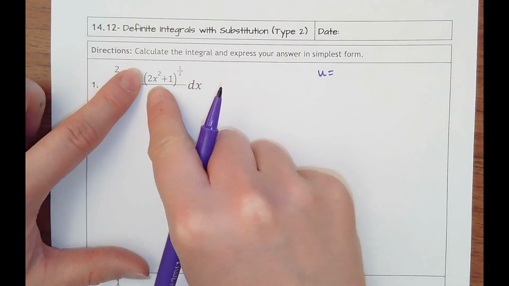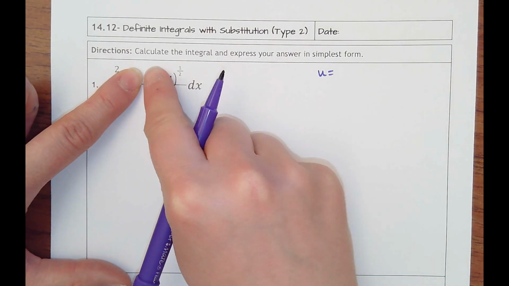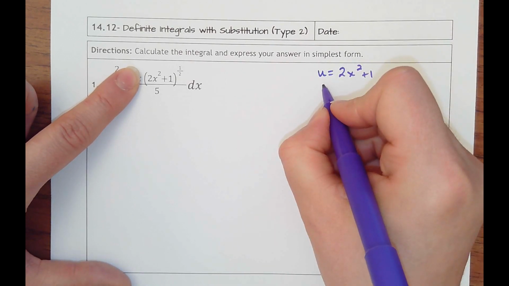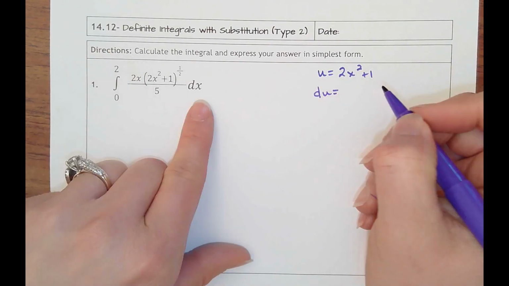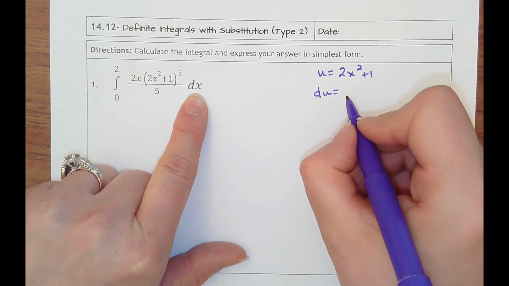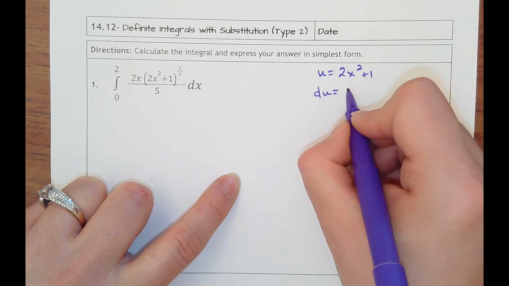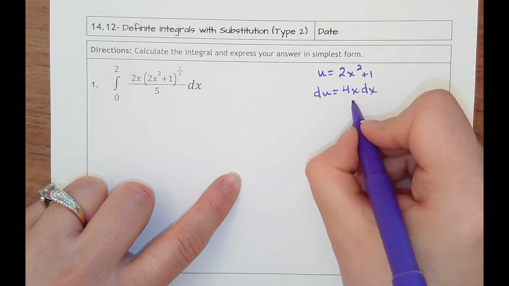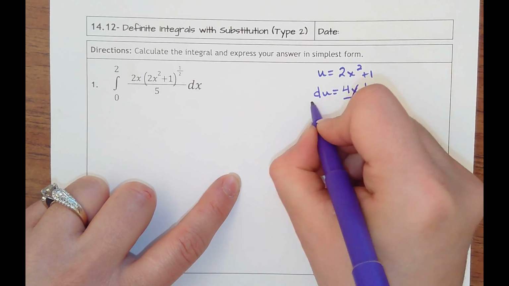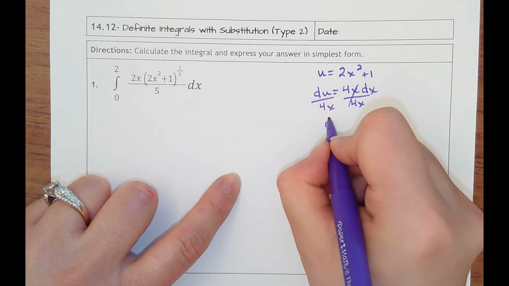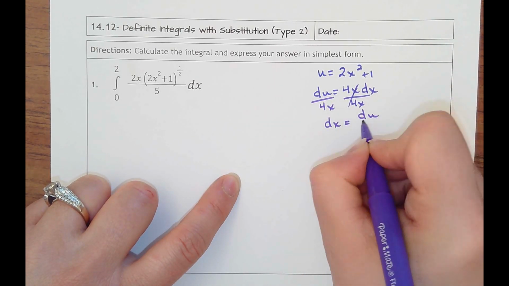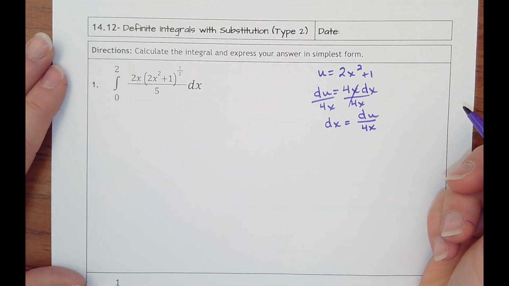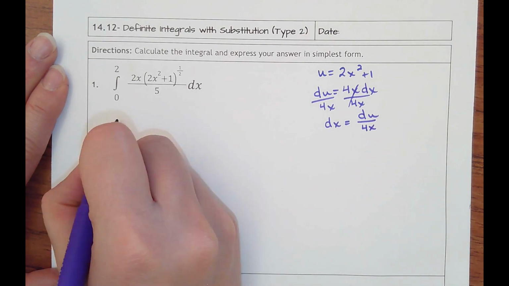We're going to take the innermost function, that's 2x squared plus 1, and that's going to be our substitution for u. Then I have to have a derivative of u, so that I'm going to get in terms of dx to be able to replace that x out. That would become 4x, with respect to u would be dx. Divide away the 4x to get dx solved for. So dx equals du over 4x.